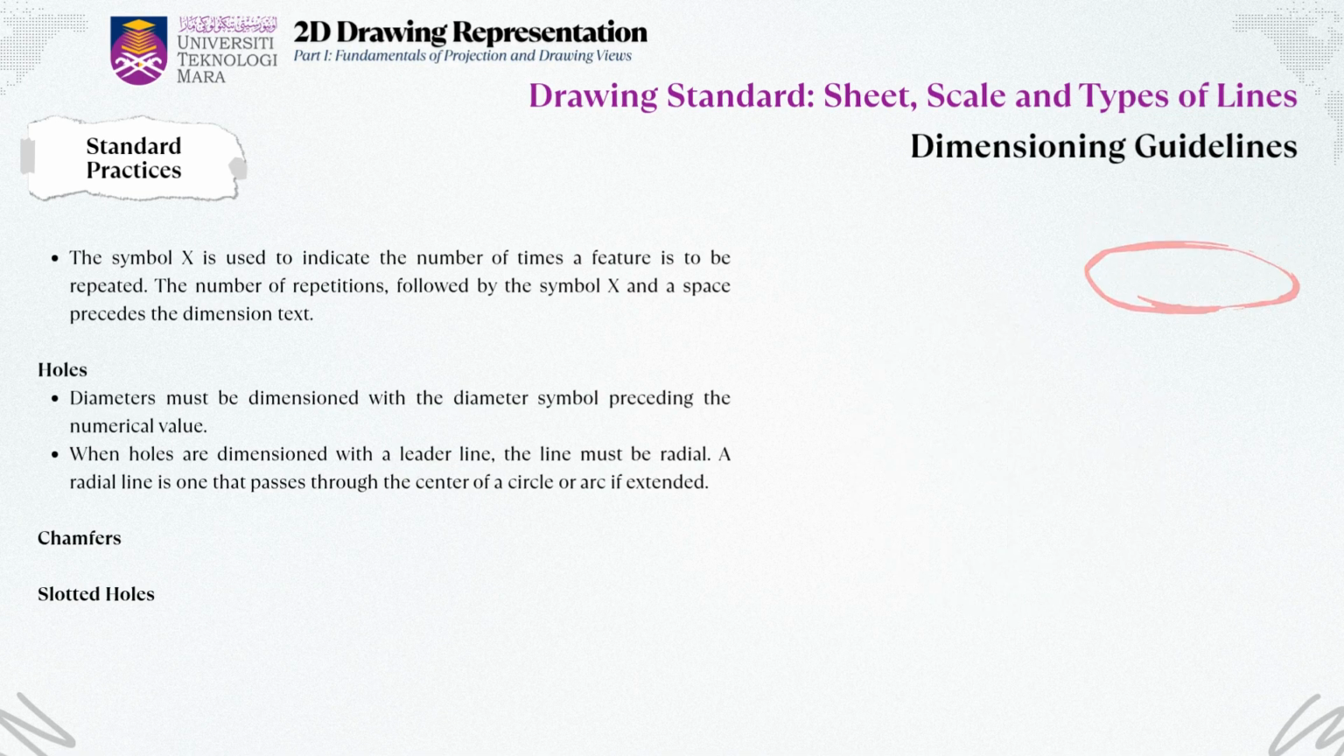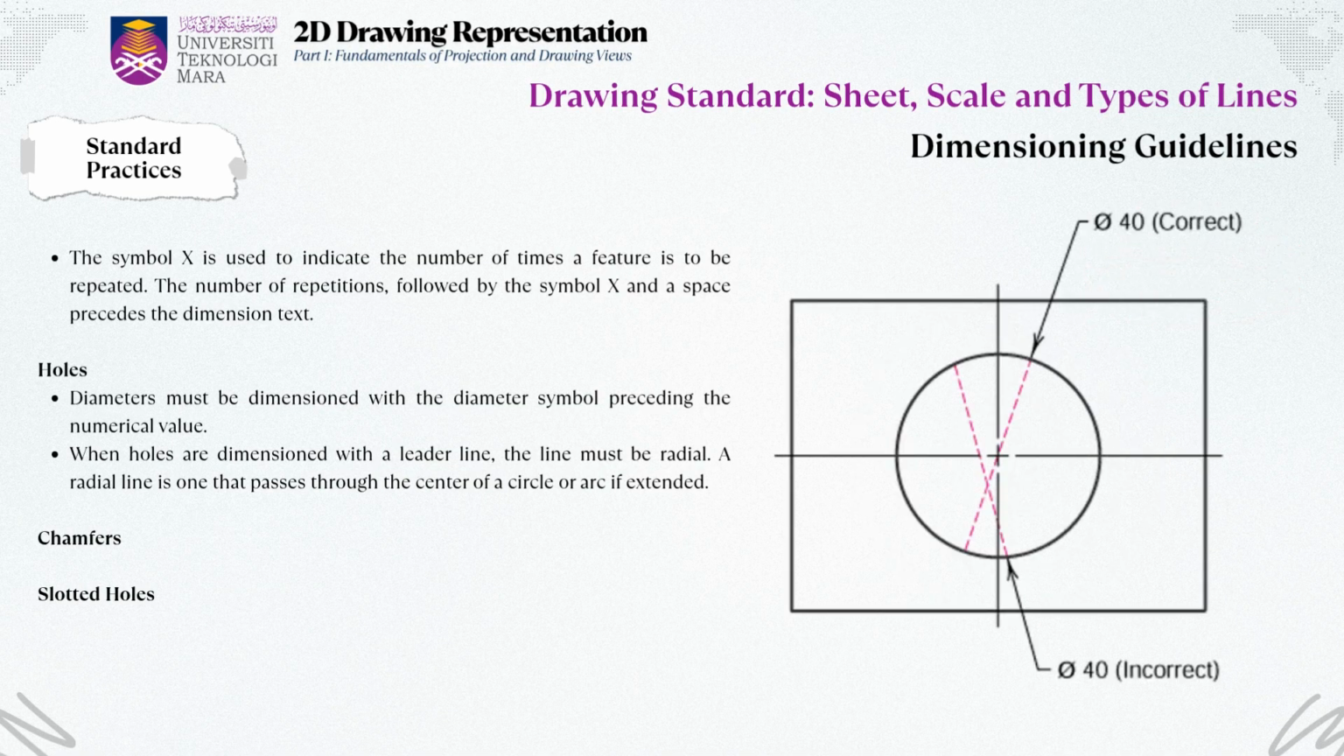For the case of holes, in technical drawing, whenever we show the diameter of a hole, we must use the diameter symbol Ø in front of the number. This tells us that the size refers to a circular measurement. You can see this in the image on the right. Ø40 means the hole has a diameter of 40 units. Also, when you're using a leader line, and you're dimensioning a hole, that line must be radial, meaning it points directly to the center of the circle. Look at the example, the line marked correct goes straight toward the center, while the incorrect one comes in at an angle, which can be confusing and is not standard practice.